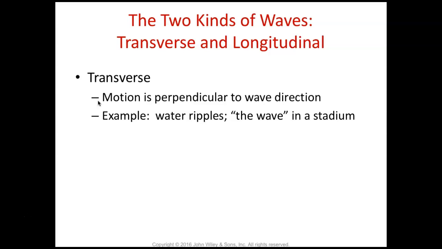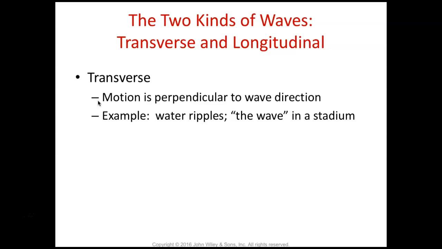is perpendicular. So think of what perpendicular lines are. They intersect the wave direction. So the motion of the wave goes up and down, but the direction of the wave will go left and right, for example. The example here are actual waves in the water, or maybe the wave in a stadium where people stand up and down, but then the person to the left or the right of them continues the wave, if that makes any sense in your head.